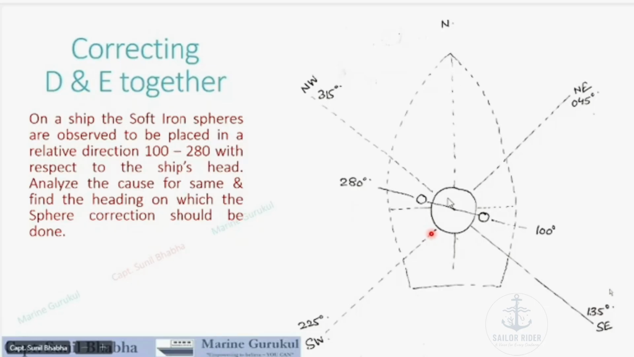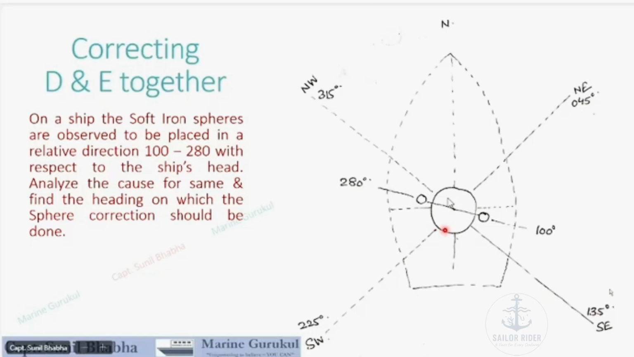So this clearly tells us that on this particular vessel, we have coefficient delta as well as coefficient eco. Both these coefficients are present on the ship. And that is the reason why the spheres are slewed. They are fitted at an angle, not in the athwartship direction, but at an angle.